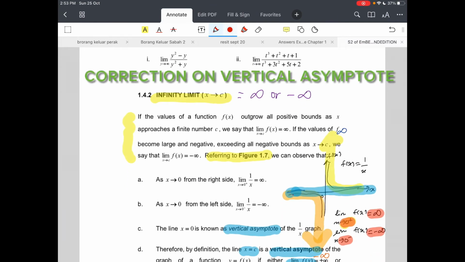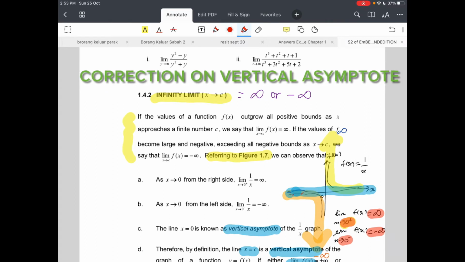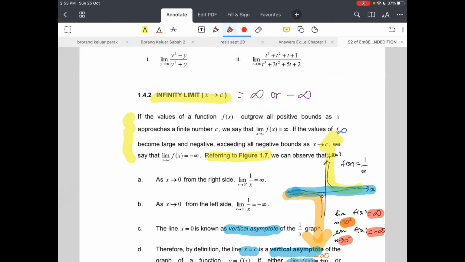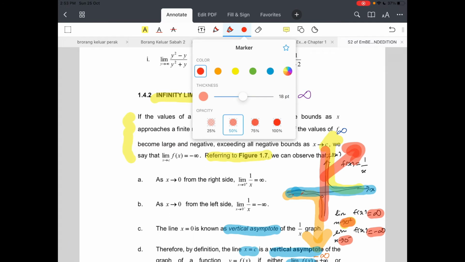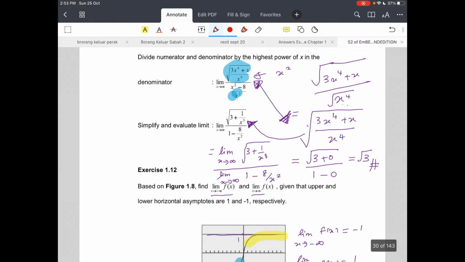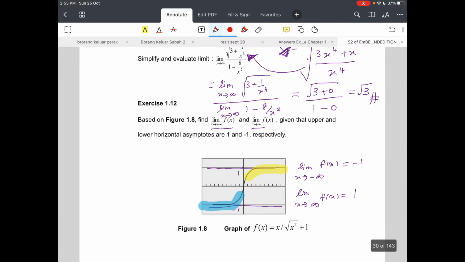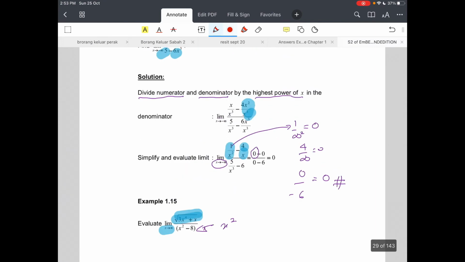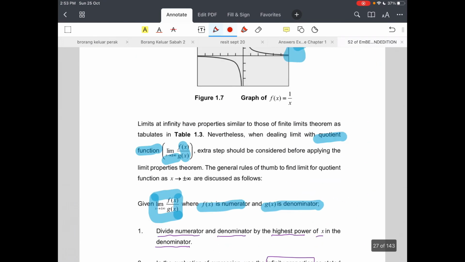So the blue one is wrong. We are not defining it correctly over there. It is actually x equals this. This is the vertical asymptote, where x equals 0. And then I might do some corrections on this as well.